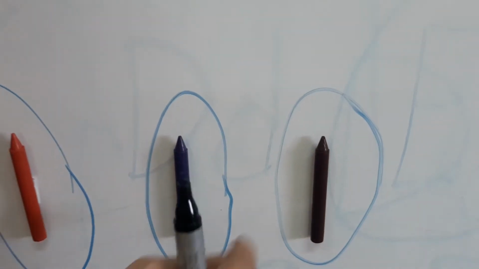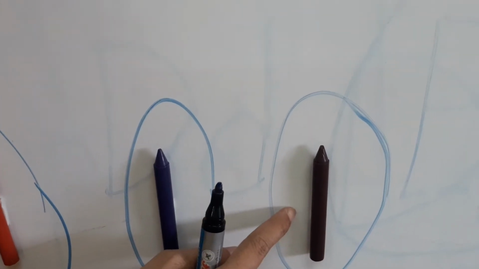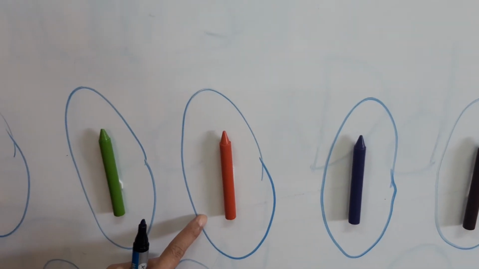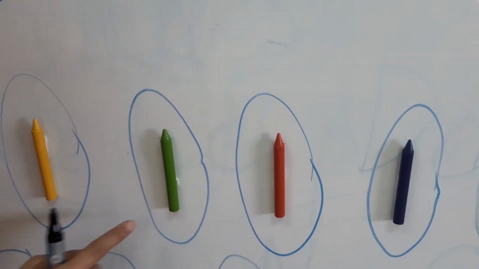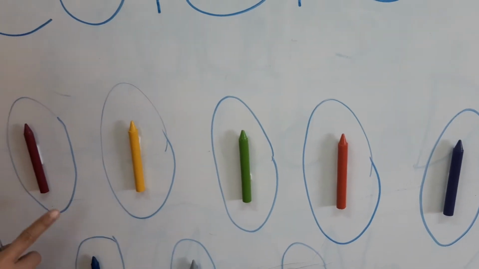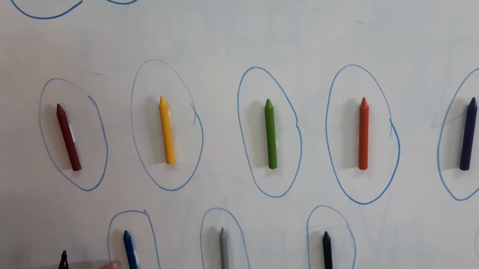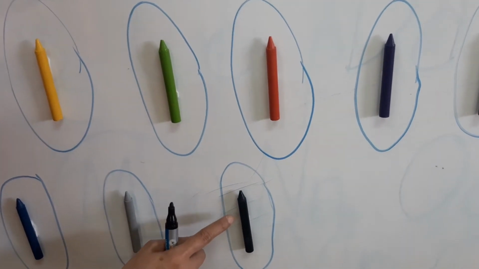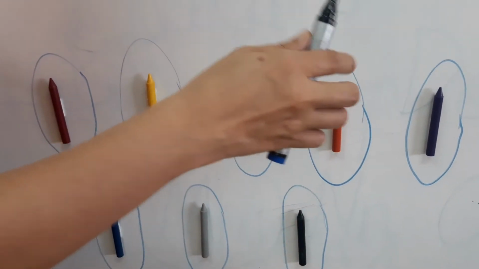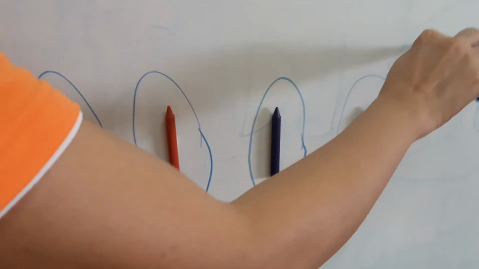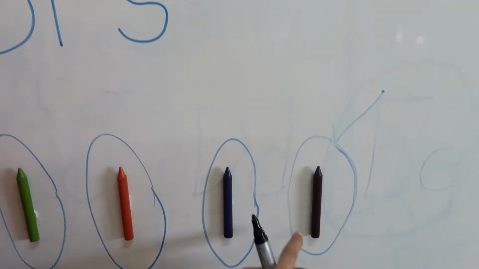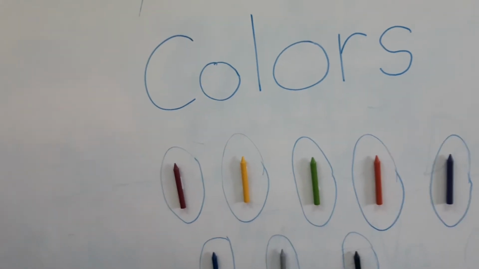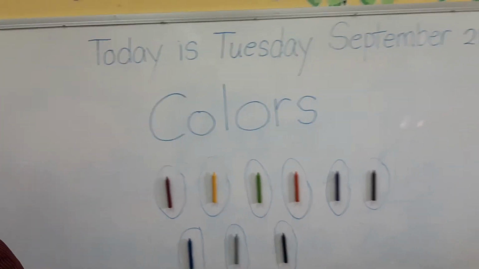Okay. What color is this? Brown. Violet. Orange. Green. Yellow. Red. Blue. Gray. And black. Today, children, we will learn this color brown. Okay, I'll show you the pictures that can be a color brown.